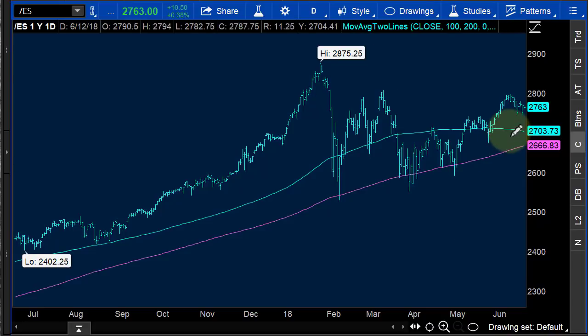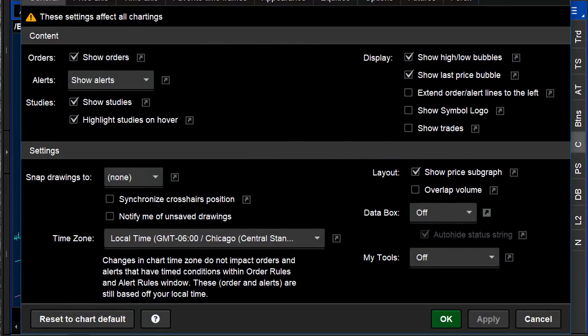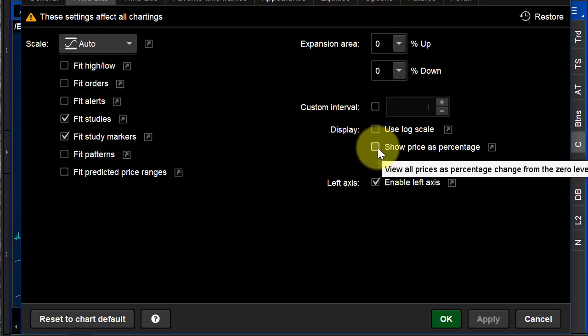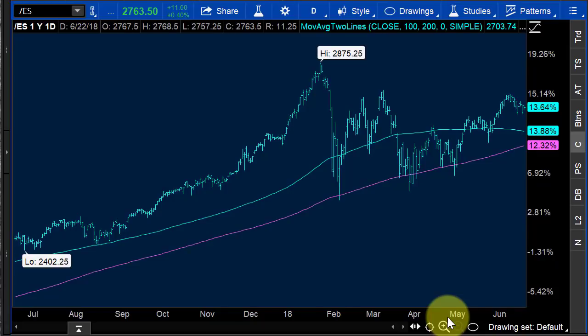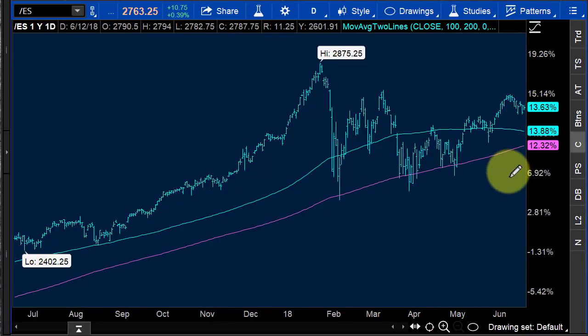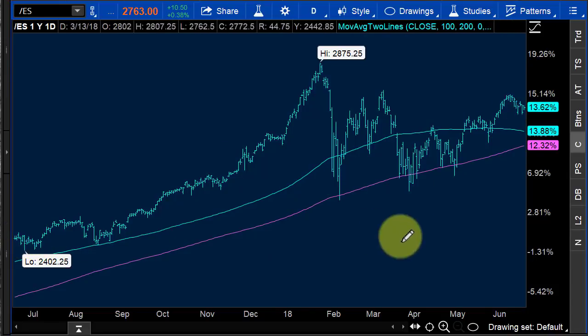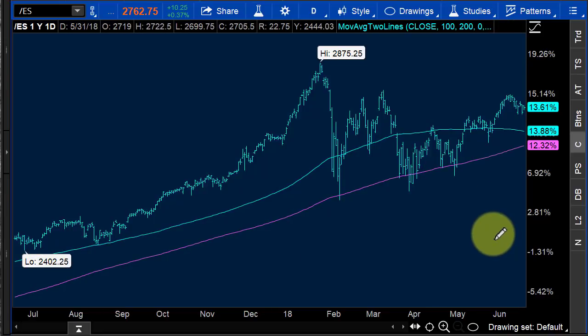So what I'm going to do, S&Ps, on ThinkOrSwim, if you just hit this cog right here, the setting box is going to pop up. What I want to do is show price as a percentage, because we're going to do a relative value analysis. So instead of just showing the price here, it's going to show us it's up 13% over this time frame. These are just basic 100 and 200 period moving averages.